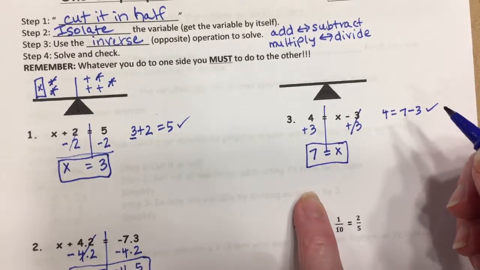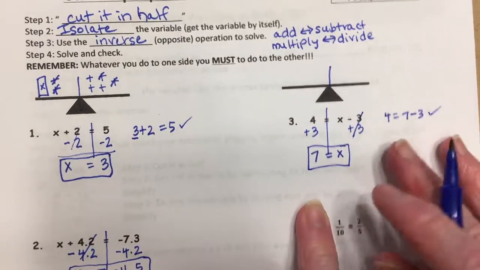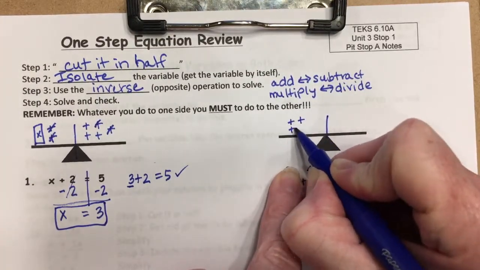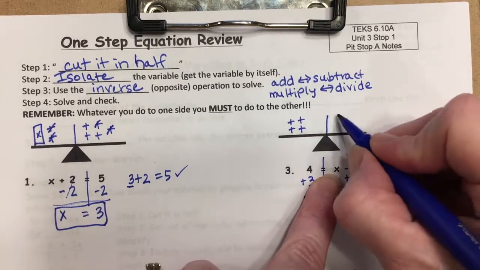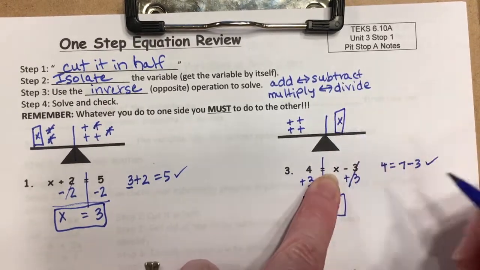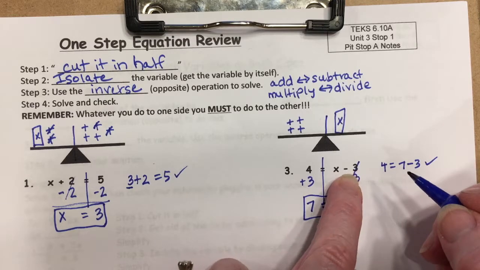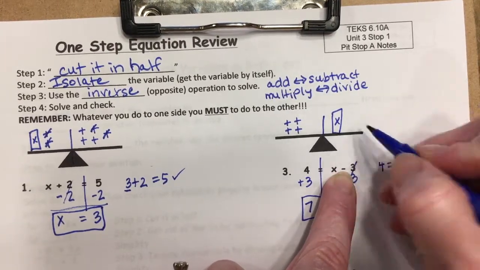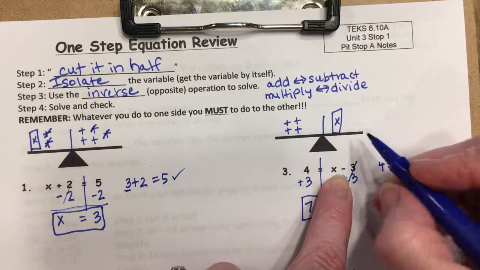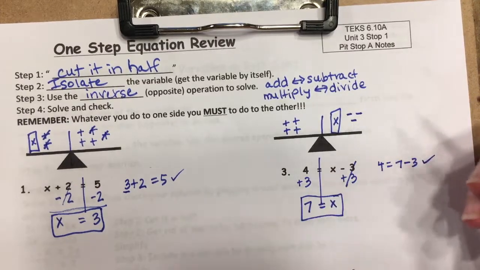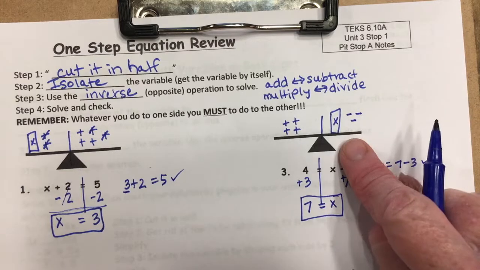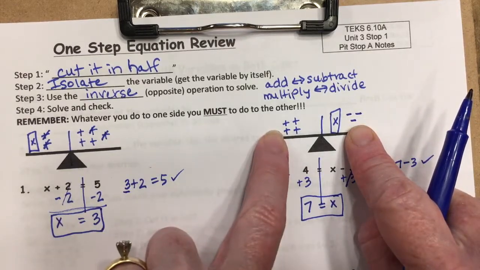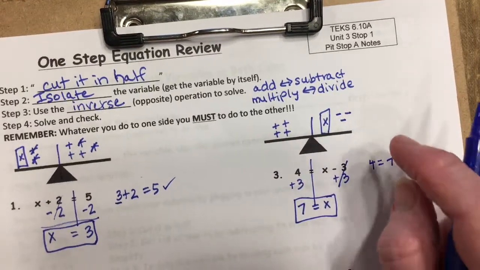All right, if I want to see what that looks like in the model, then on this side I have a positive 4, so I have 4 positives. X, I'm just going to use a box to indicate x, and minus 3. There's no way to show subtracting 3, so what I'm going to do instead is think of this as plus a negative 3. I'm going to have 3 negatives over here. So for this problem, I need to get rid of the 3 negatives, but there's no negatives on this side, so I can't just cross out 3 negatives on this side.